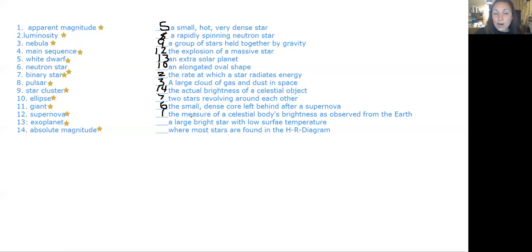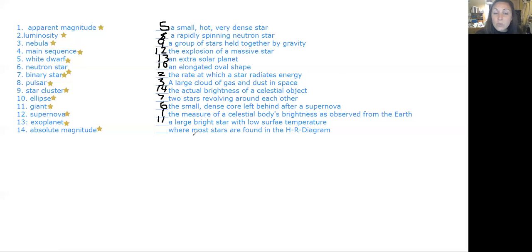A large bright star with low surface temperature. So a large, that should give you a hint, large bright star with low surface temperature. This is a giant star, and so we're going to write 11 above that telescope. And remember, the larger the star, typically the cooler the star is. You have white dwarfs that are very small, but they radiate a lot more energy and light than the larger stars do. So although it may be large, it may not have as much energy as a smaller star.